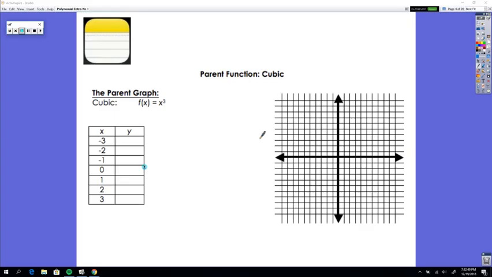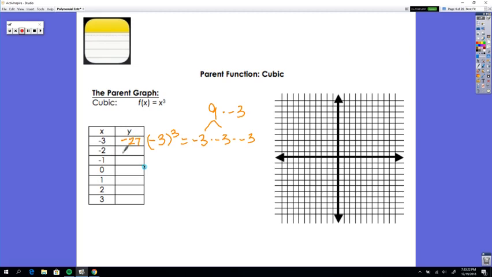So today we're going to be talking about the cubic function. You can see that the original parent function is f of x equals x cubed. When x equals -3, if we put -3 in for x here, we would get -3 cubed, which we know is -3 times -3 times -3, which would be 9 times -3, which is -27.